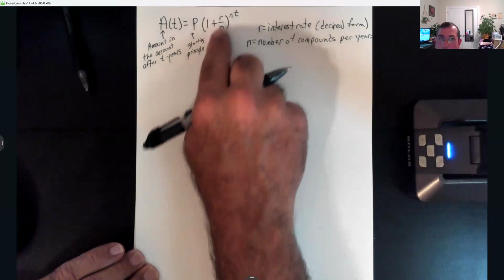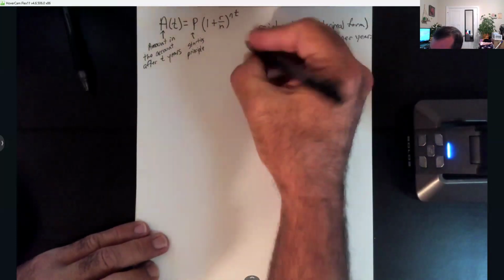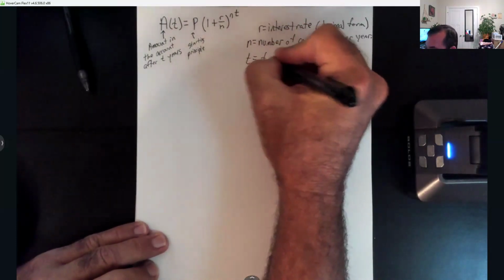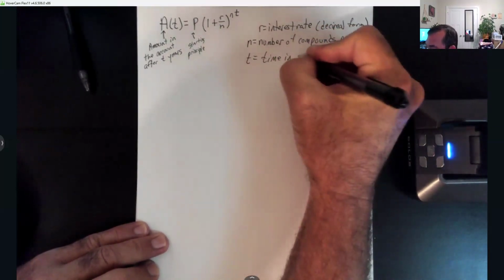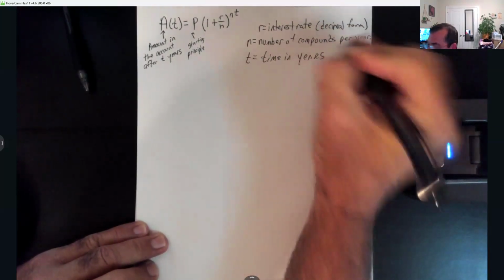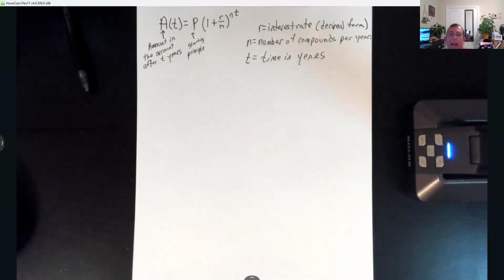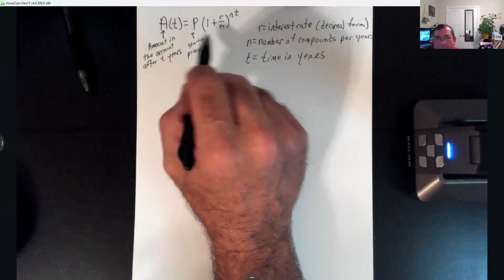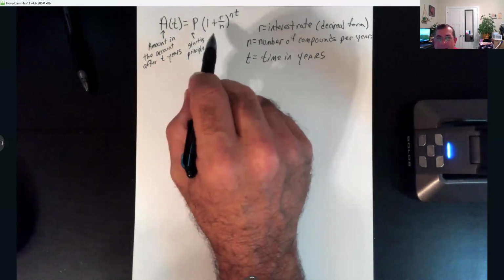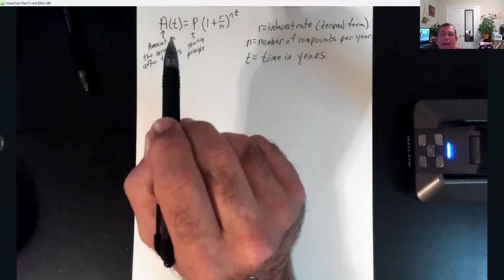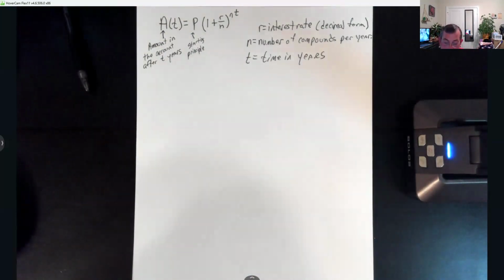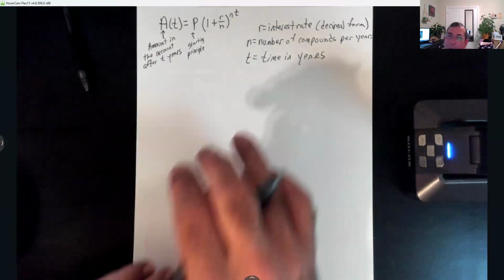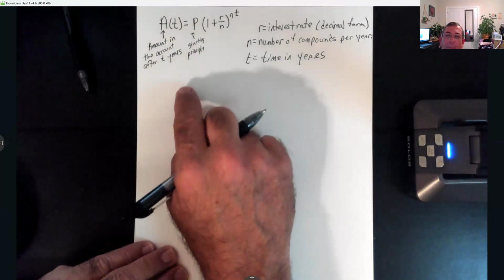So N is in it twice, and then T is the time in years. How much time has gone by with my money being invested? That'll tell me how much I have in there after so many years. So we're pretty close to break. So here's our formula.